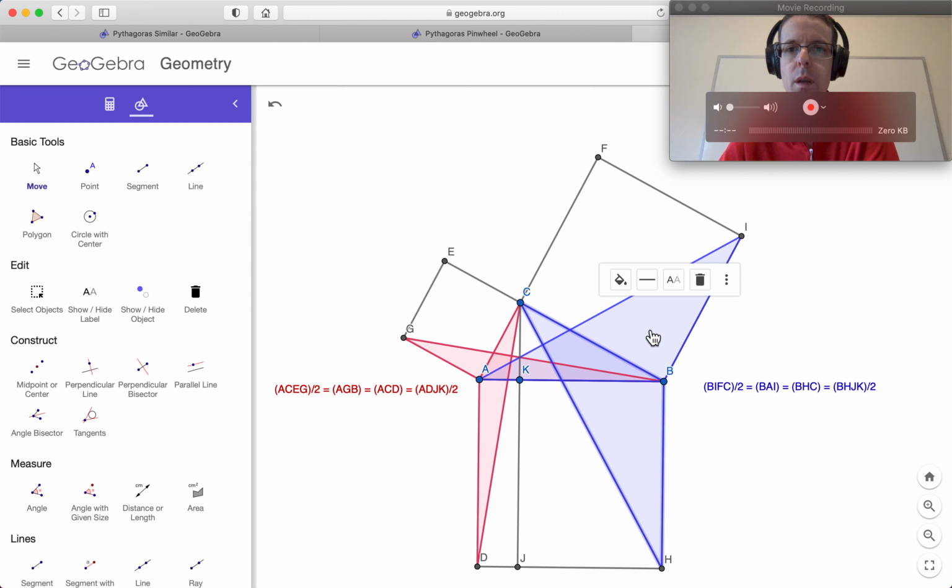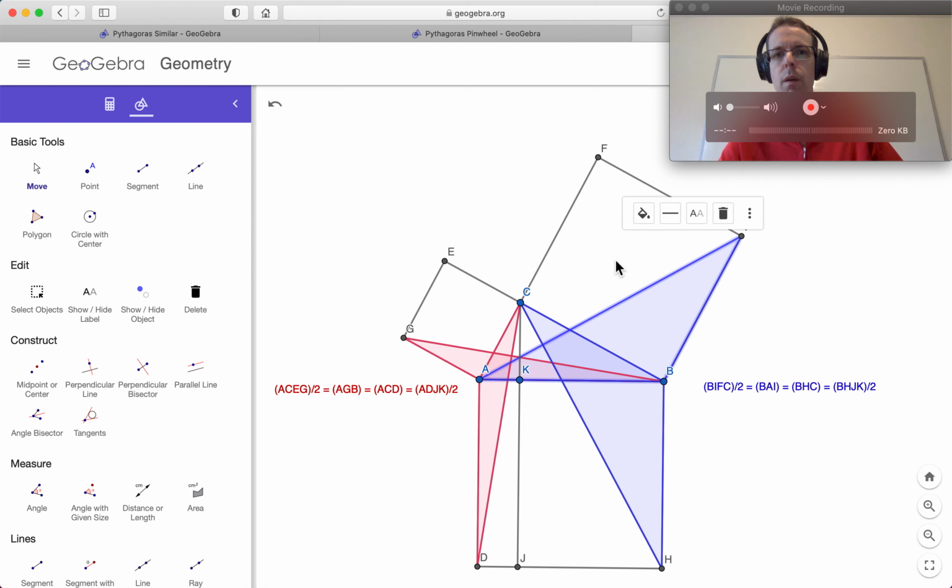BHJK. This triangle, on the other hand, has a base of IB, BI here, and a height, which is the perpendicular distance from A to that extended line, which agrees with this segment CB. So the base is BI and the height is BC. So this area is half of the area of this square BIFC. So just like we did on the left-hand side, on the right-hand side, we have the area of this square BIFC agrees with the area of the rectangle BHJK. So what?